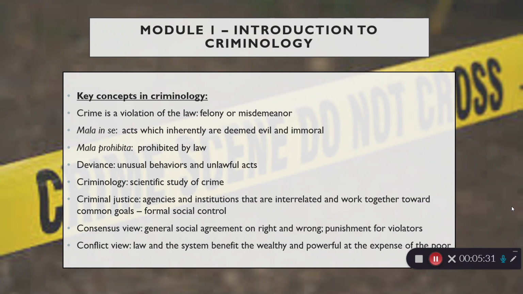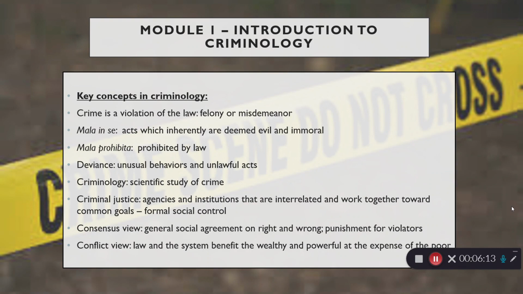Now, you can't necessarily have one without the other. They're sort of hand in glove, because you need crime in order to have a criminal justice system, and you need a criminal justice system if you have crime, right? So they are directly interrelated, but they're different topics, different subjects. Criminal justice is the study of agencies and institutions that work together towards some kind of common goal, which is formal social control. Agencies such as law enforcement, courts, corrections, prosecutors, probation, the study of these systems. Okay? That's what that is. Whereas criminology is very specific about the scientific study of crime.